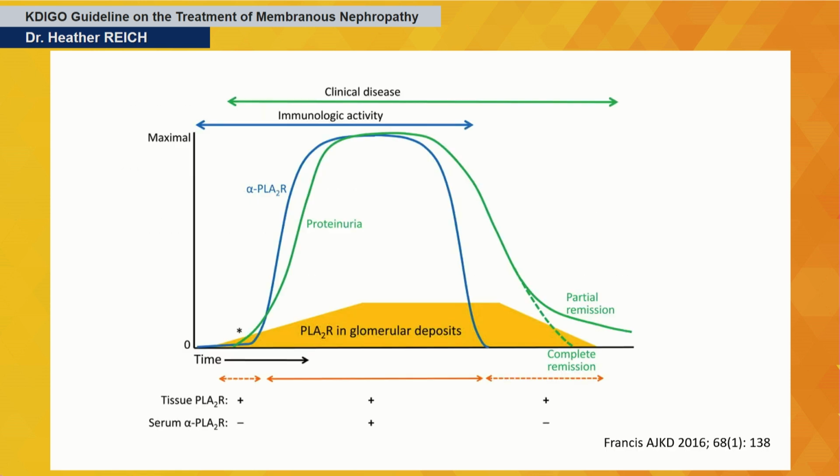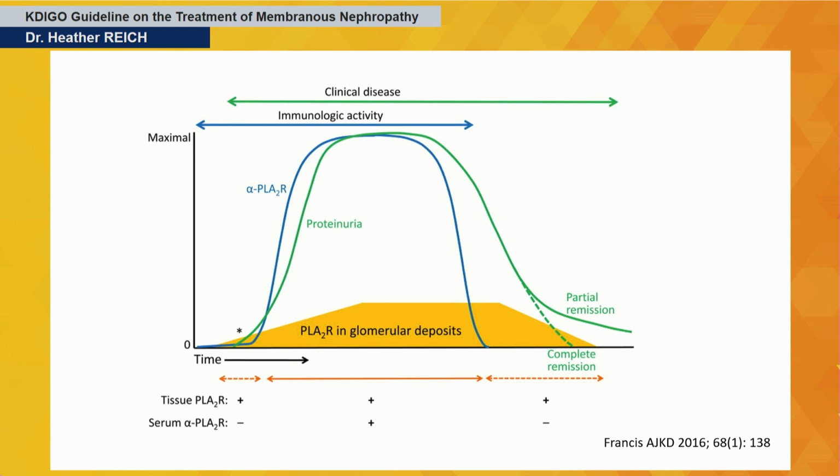This slide represents the progression over time of clinical and immunologic disease activity. The yellow shape on the bottom represents PLA2R in glomerular deposits, and time is on the x-axis. So if you start at the far left, you will see that actually the presence of glomerular deposits of PLA2R and antibodies likely precedes the detection of anti-PLA2R antibodies in the serum because the kidney simply acts like a sink.